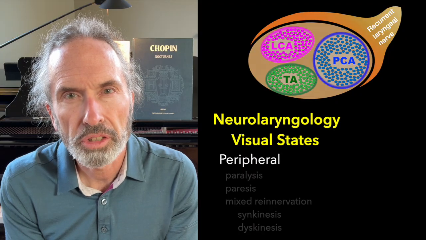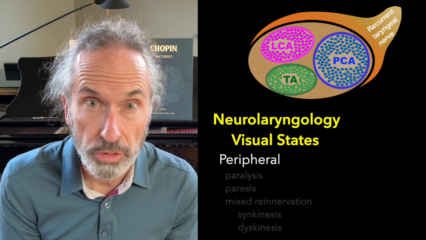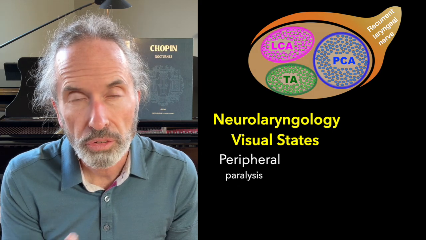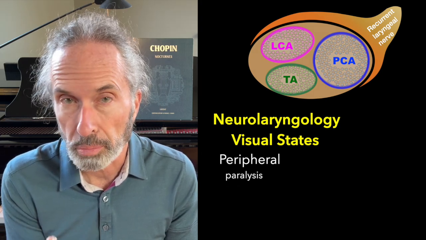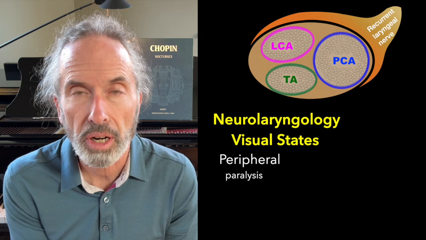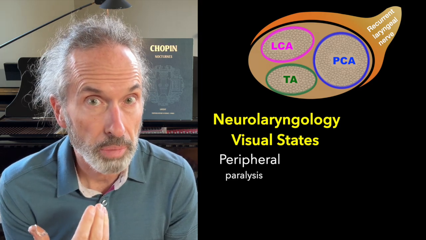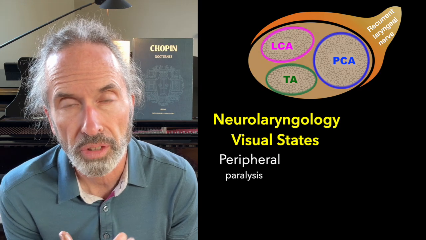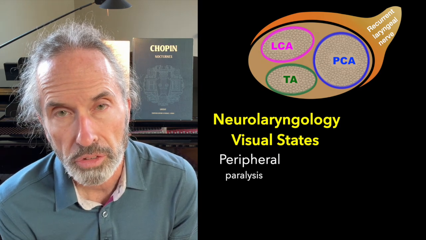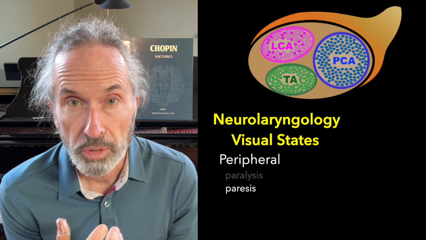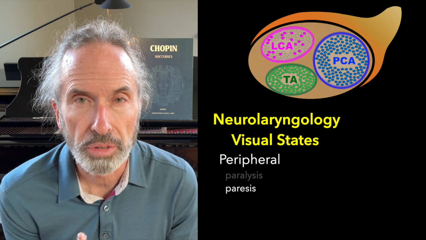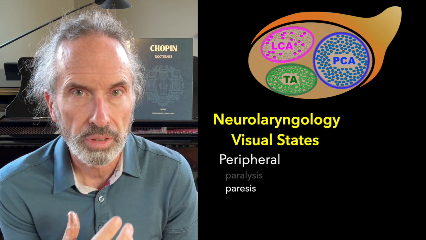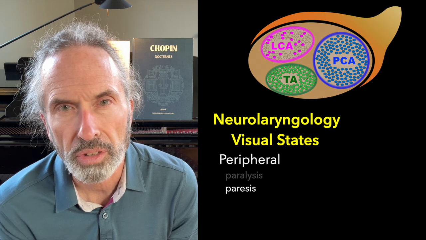In neurolaryngology, there's a couple of conditions that the nerve can be in. Paralysis, where the nerve injury is complete. This is actually rather uncommon, but if the nerve had been cut, there would be no rotation of the vocal process, and quite often other branches would be affected. Much more common is paresis, when there's been a partial injury and there's limited rotation of the vocal process.